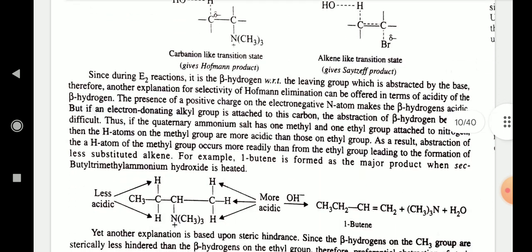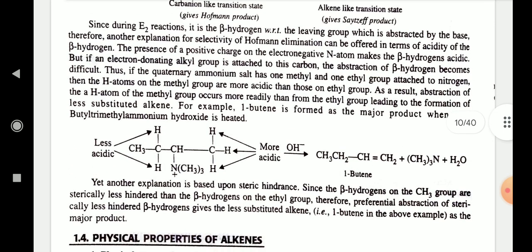Since during E2 reaction it is the beta hydrogen with respect to the leaving group which is abstracted by the base, another explanation for the selectivity of Hofmann elimination can be offered in terms of the acidity of the beta hydrogen. The presence of a positive charge on the electronegative nitrogen atom makes the beta hydrogen acidic, but if an electron donating alkyl group is attached to this carbon, the abstraction of the beta hydrogen becomes difficult.